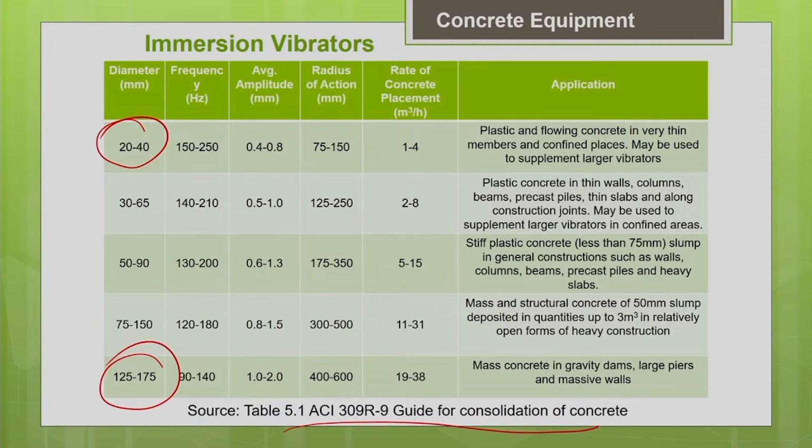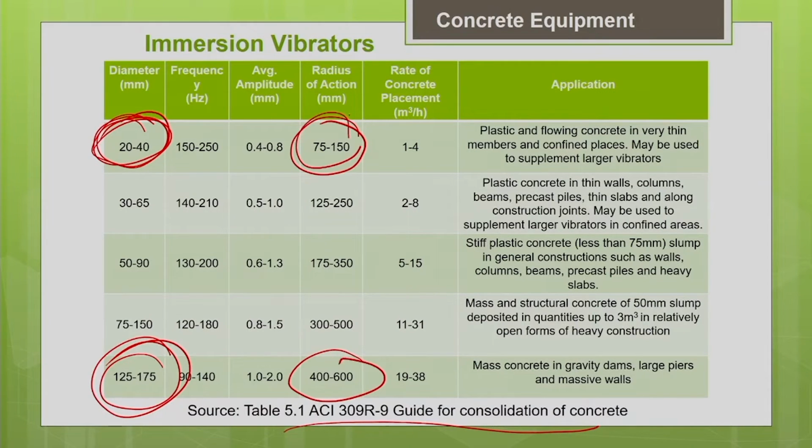For very thin sections where the reinforcement is very congested, it is a densely reinforced section, you have to go for a very thin or small diameter. But for a thick section, for example massive construction like dams, I can go for a bigger diameter. According to the diameter, the radius of action will also vary. As the diameter increases, your radius of action also increases.